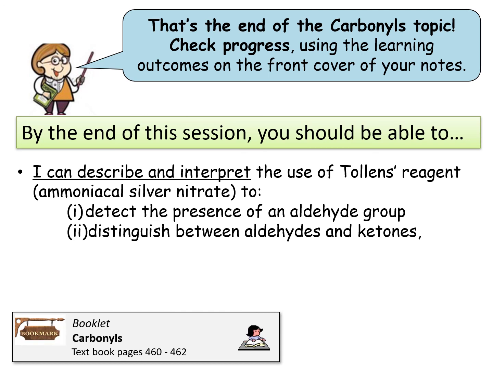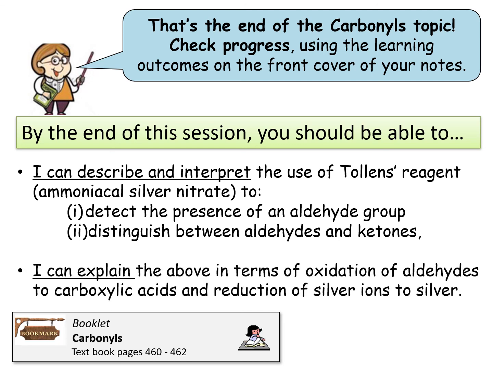So you might only have 2,4-DNP that you detect the presence of the carbonyl. You could then do a second test to distinguish between them. Okay. The other thing then is you need to explain the above in terms of oxidation of aldehydes to carboxylic acids and the reduction of the silver ions to the silver. So in the exam, they might ask you to give the structure of the organic product of that reaction. So you need to convert the aldehyde to the carboxylic acid to do that.